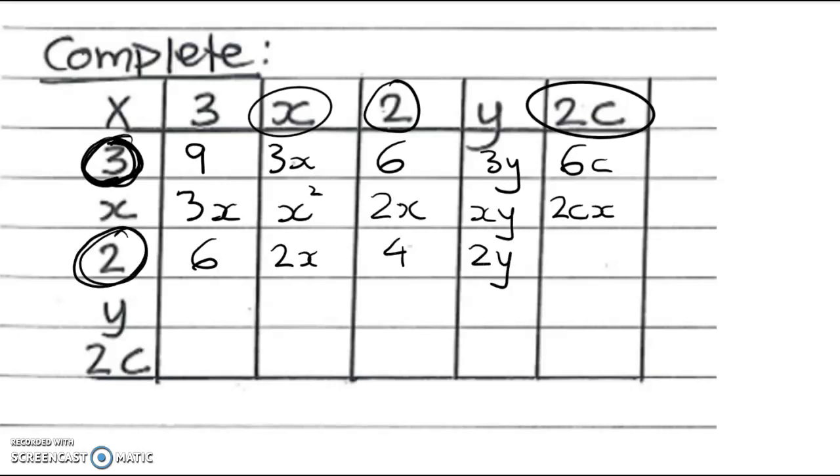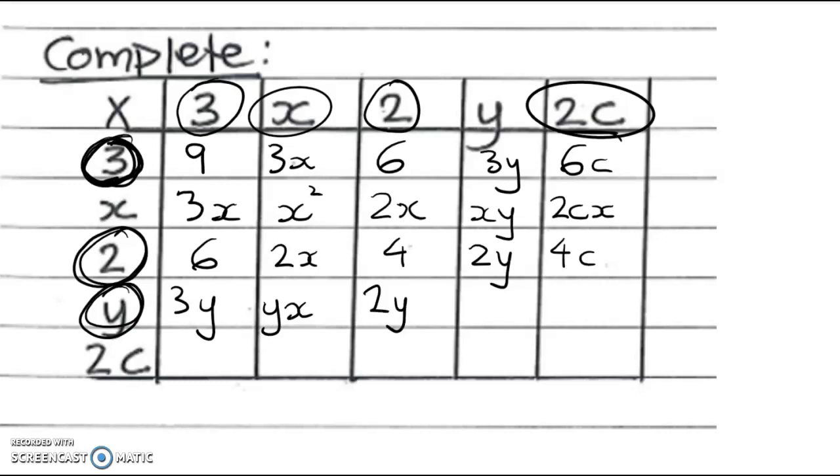Right here, we've got 2 times 2c, which is 4c. Here, we've got y times 3, and we put the number first, so it's 3y. Here, we could do yx, or we could do xy. It doesn't matter, they're the same thing. Y times 2, write the number first. Y times y, y squared. Y times 2c, write the number first, and then we can do 2cy.